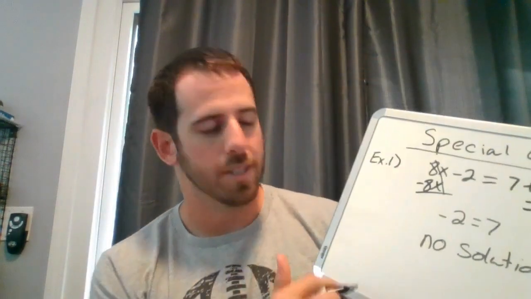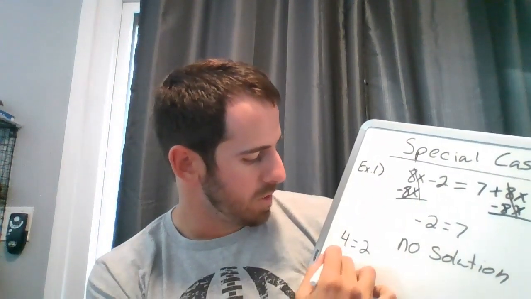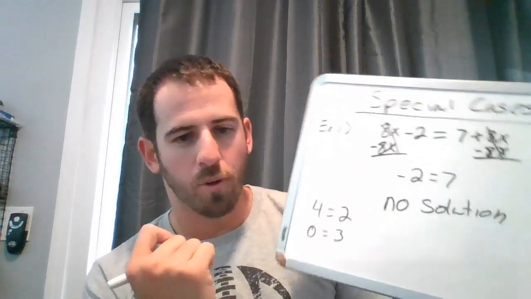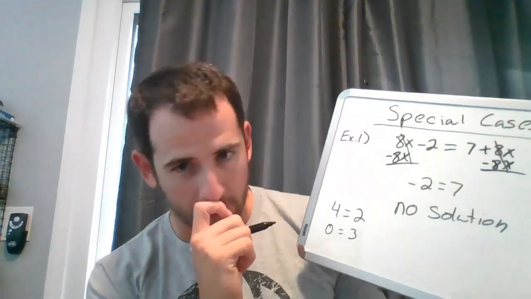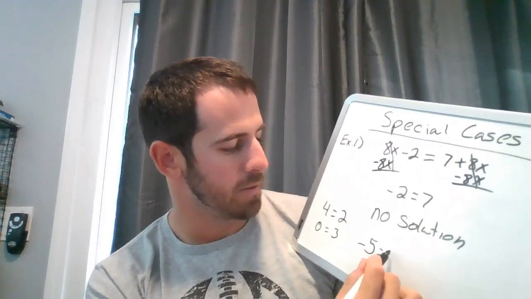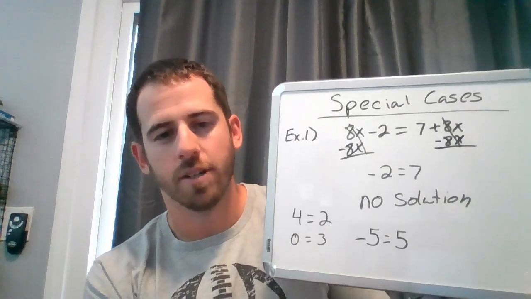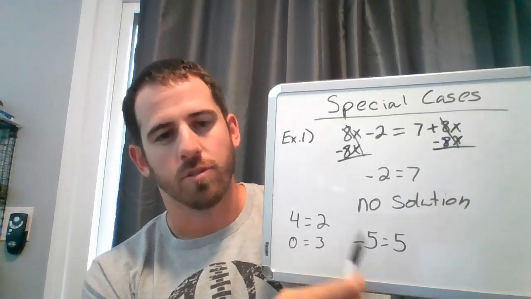Other things you're going to see with no solution, 4 equals 2, 0 equals 3. Those are both false, so there's no solution. One thing that people are going to get caught up on is something like negative 5 equals 5. That's not true. Negative 5 is not equal to 5. Therefore, it is no solution. Let's move on to example 2.